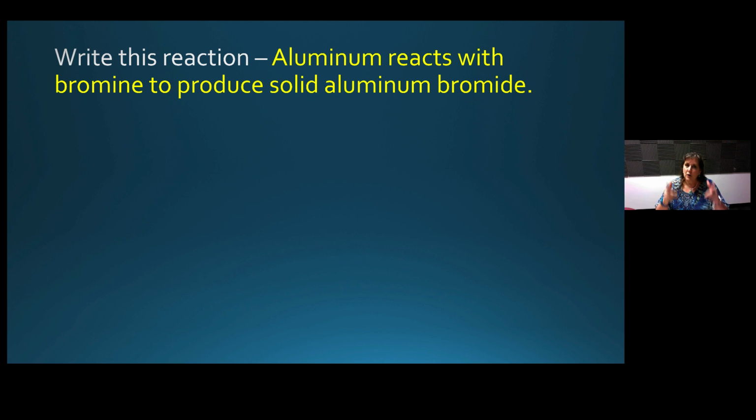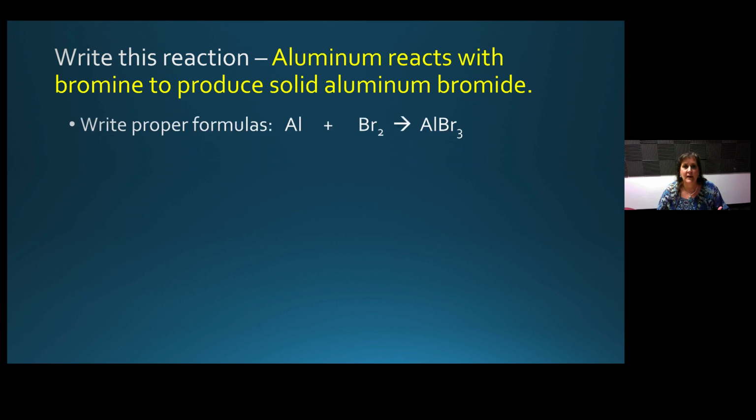Hit pause. Try this one on your own. All right. So the first step is to write the proper formulas and maybe the states. Just the formulas. Okay. So aluminum is Al, bromine is Br, and it's diatomic. Have no fear of ice cold beer, Br. So we get Br2. And then aluminum bromide is a metal and a non-metal.